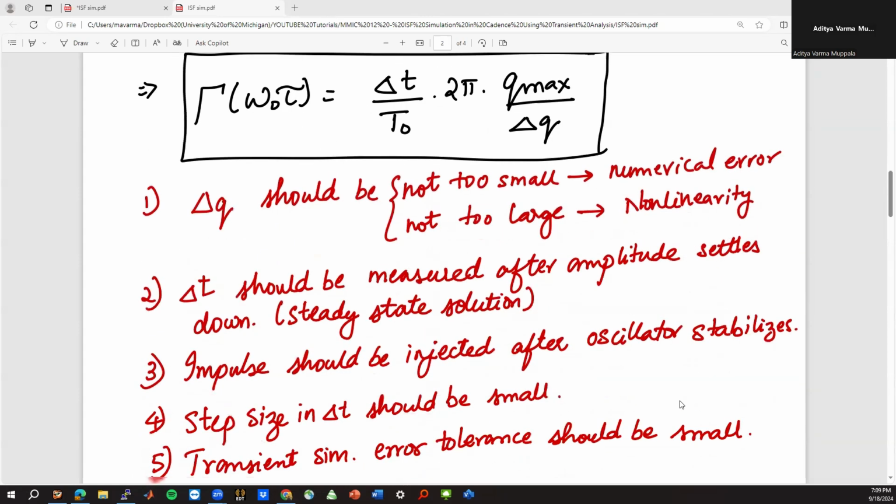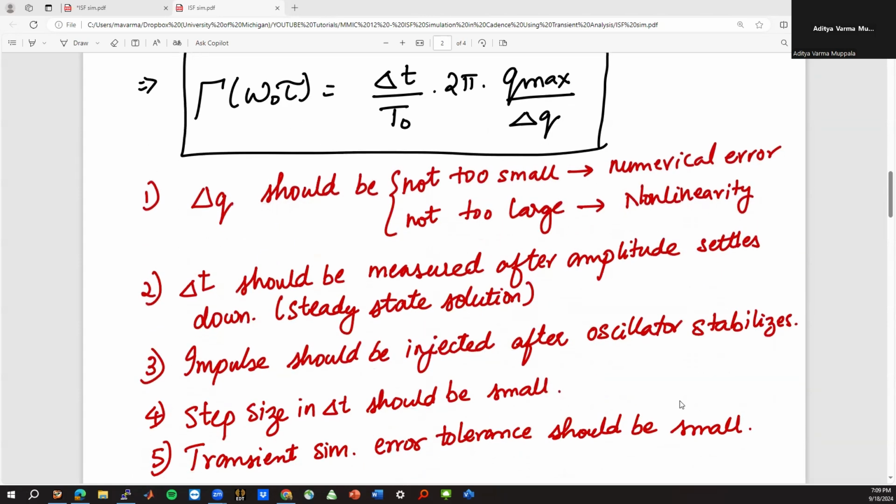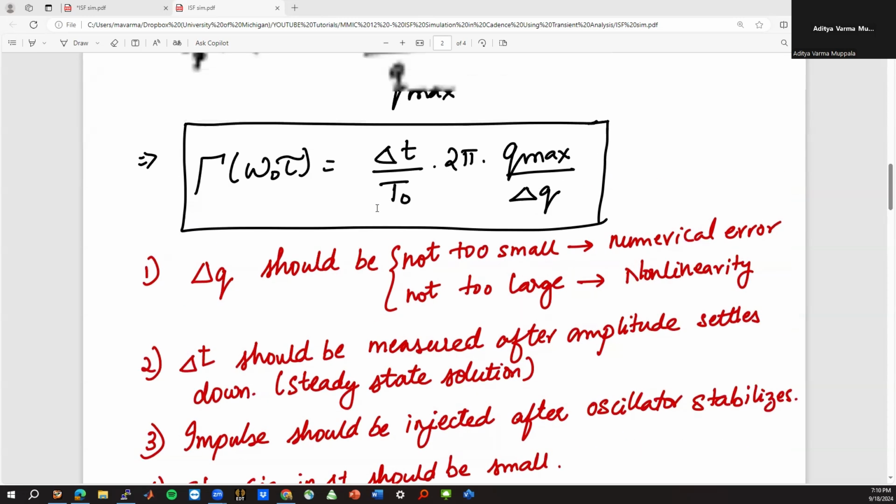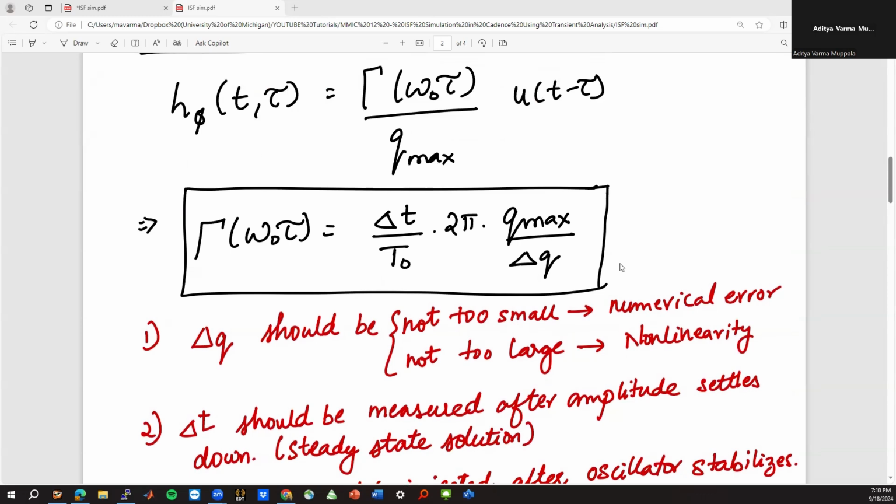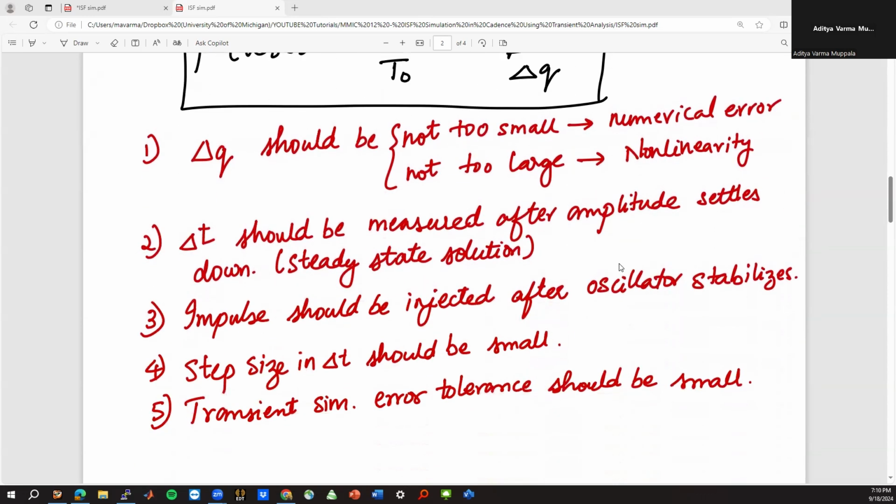It requires some nuance. So we need to be careful about a few things. So we need to make sure that delta Q, the amount of charge injected, is not too small so that you don't end up with numerical errors. It shouldn't be too large as well. Otherwise, you'll get a nonlinear response in this function, which you don't want because the noise signal is small.